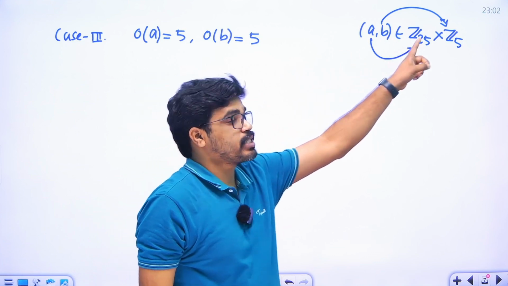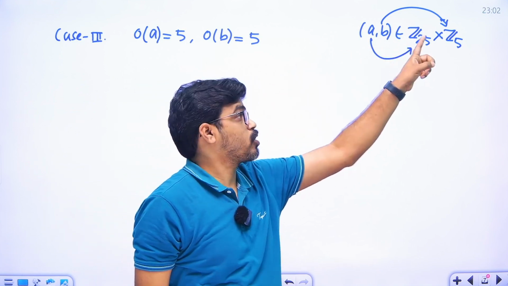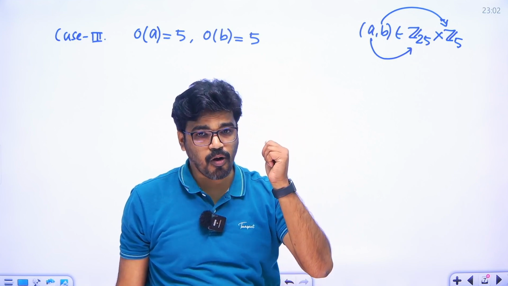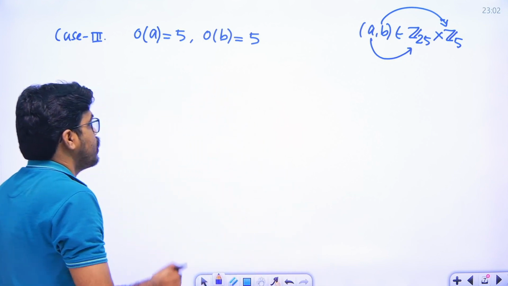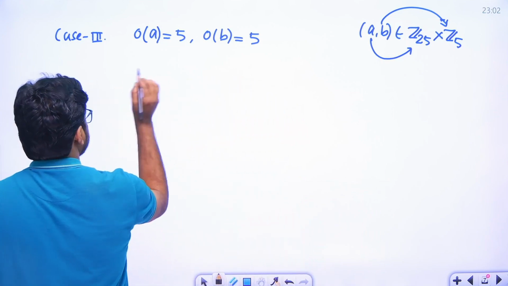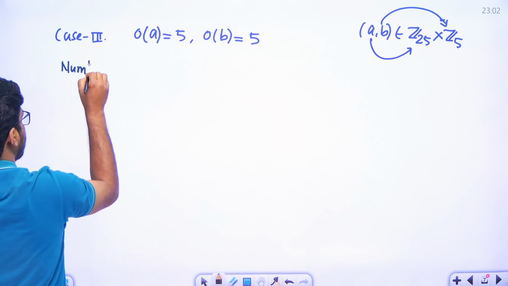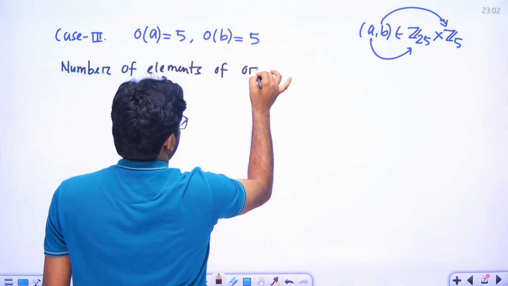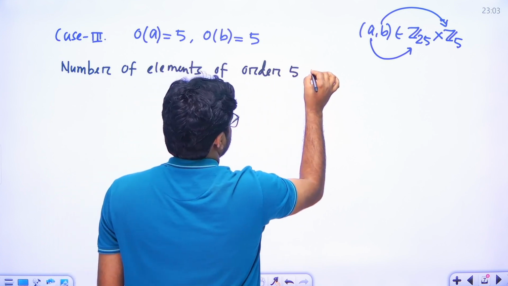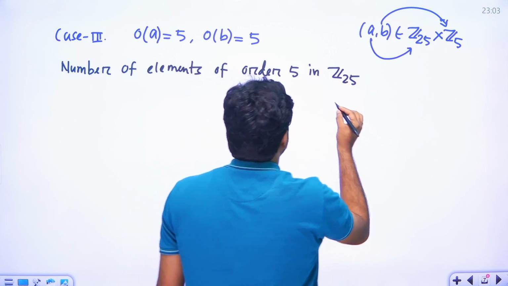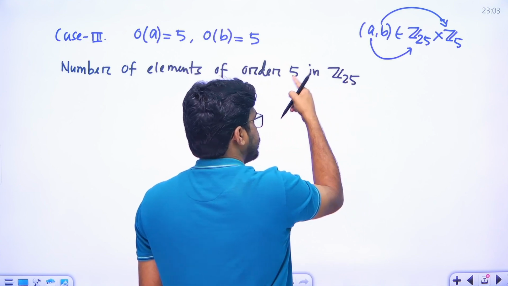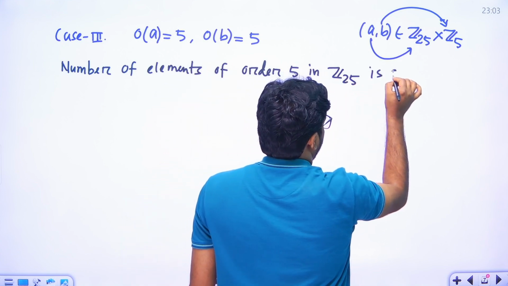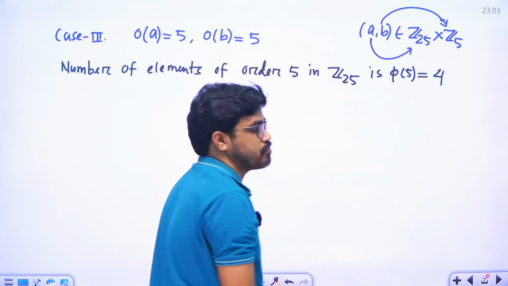How many elements of order 5 will there be in Z25? The order of Z25 is 25. Z25 is a cyclic group. We know that if G is a cyclic group of order n, and if D divides n, then the number of elements of order D in G will be phi D. So the number of elements of order 5 in Z25: the order of Z25 is 25, 5 divides 25, so this is phi D, that is phi 5, which is 4.